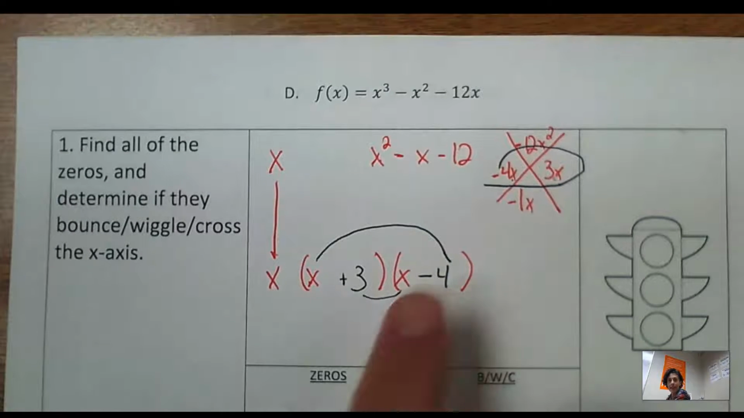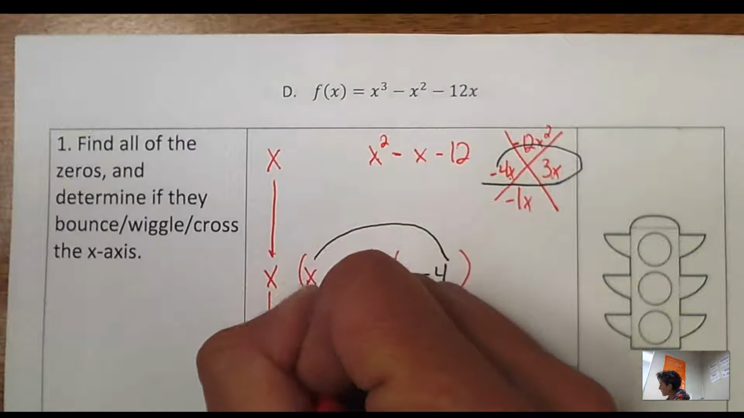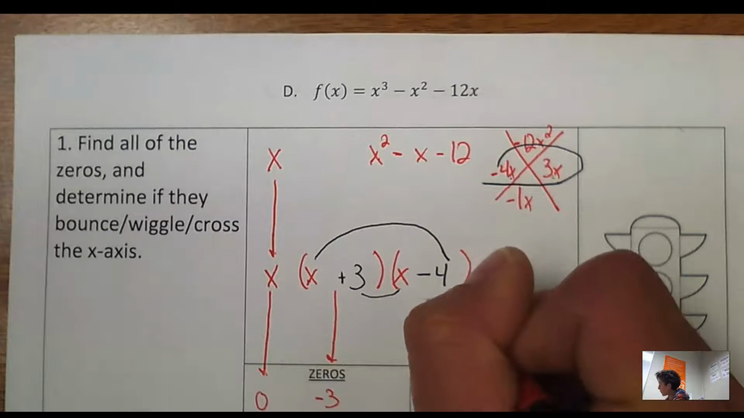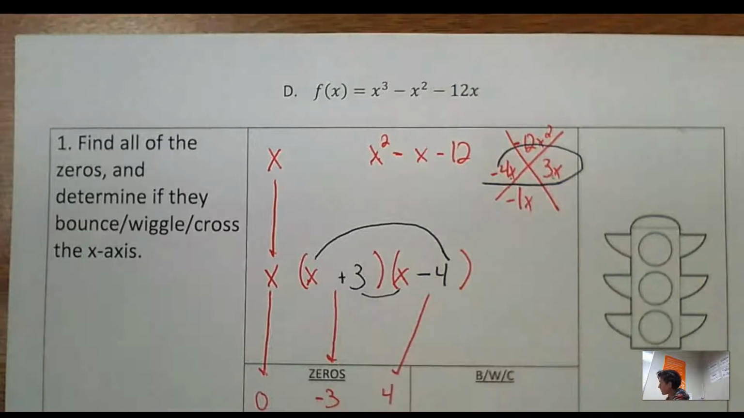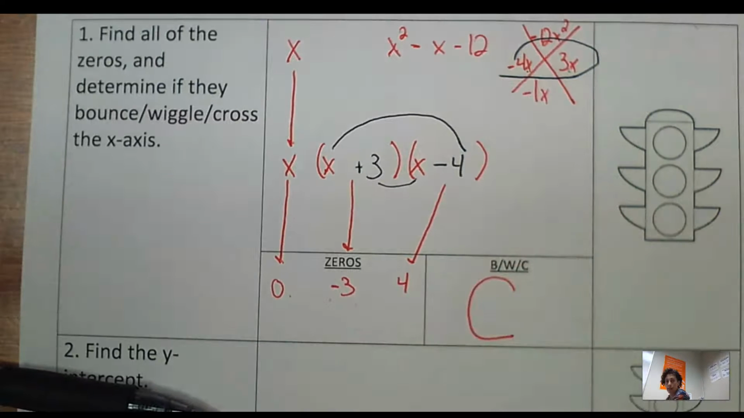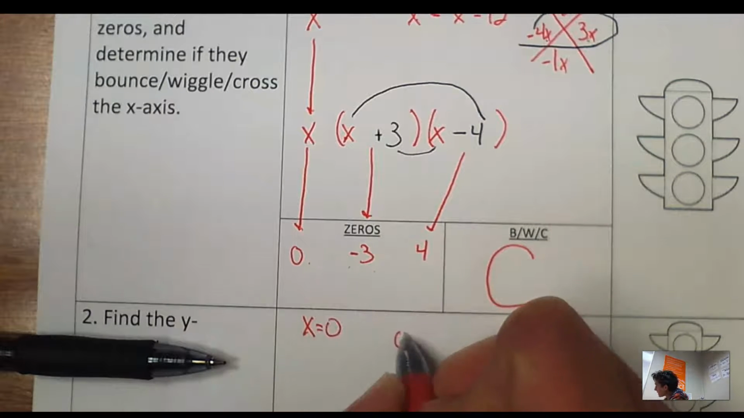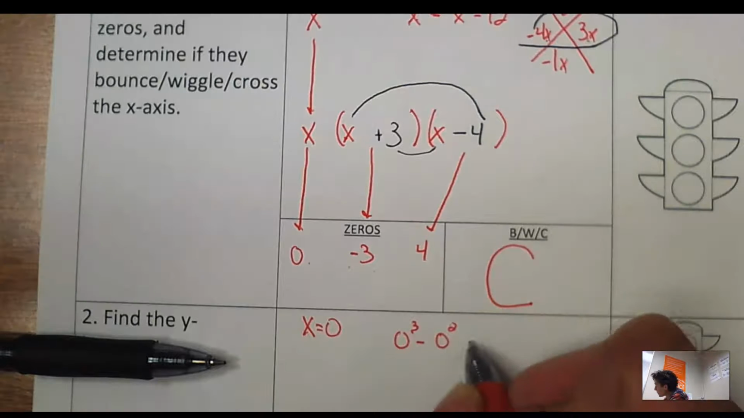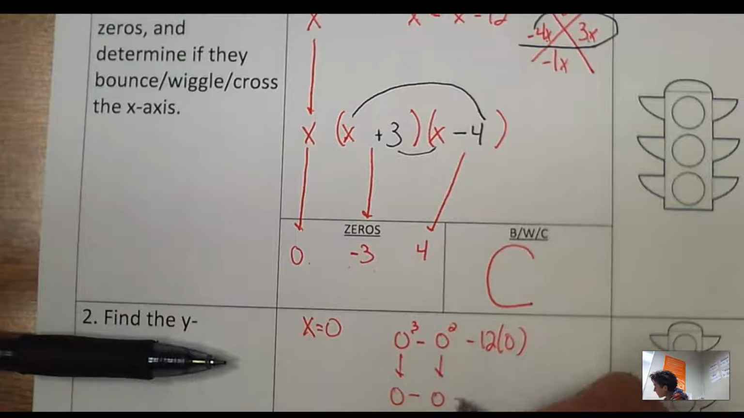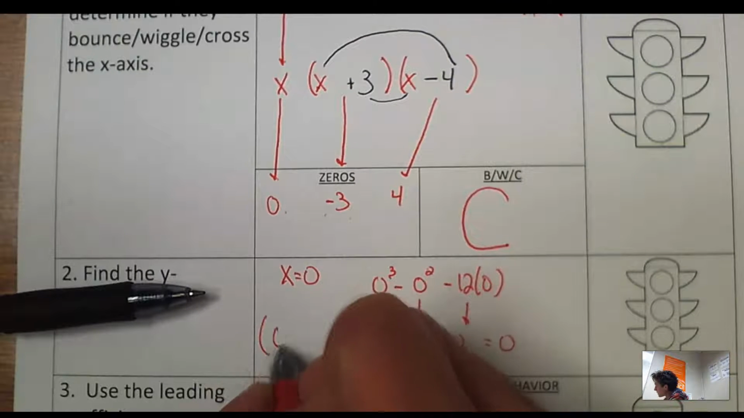And that's it. There are no difference of squares here. So what's going to make them 0? Well, this one is 0, what will make this 0 is -3, and what will make this 0 is 4. These all show up once, so they're all going to cross. My y-intercept, again, is when x is 0, so if I take 0 cubed minus 0 squared minus 12 times 0, well, then I just get 0. So my y-intercept is 0, 0.